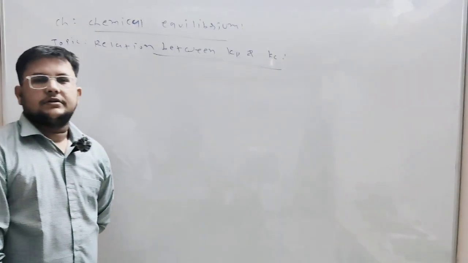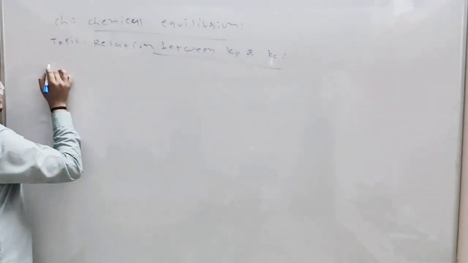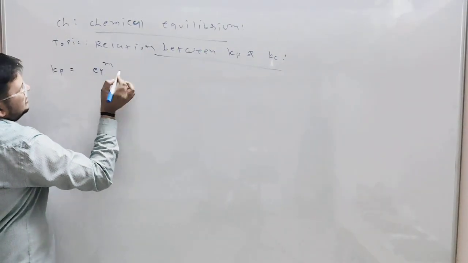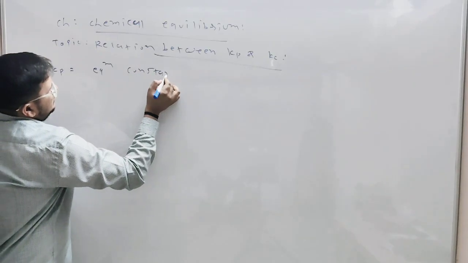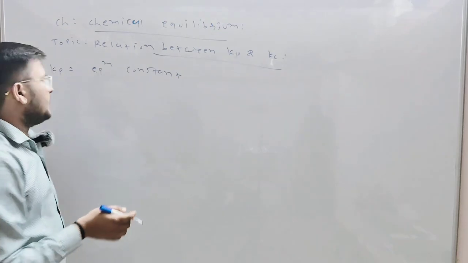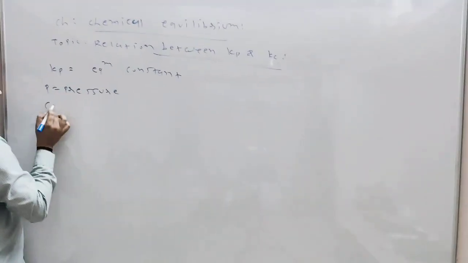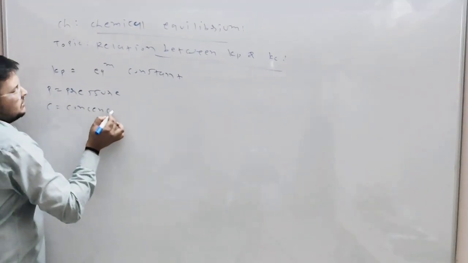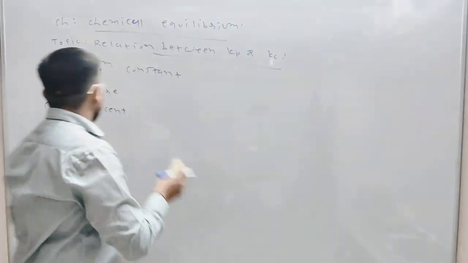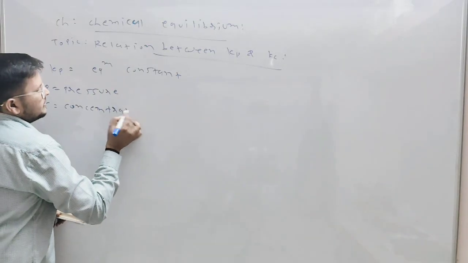What is Kp and Kc? Kp and Kc both are constants. Kp is the equilibrium constant. Kc is also an equilibrium constant. But what is the difference between Kp and Kc? In Kp, P stands for pressure: in terms of pressure, Kp. In terms of concentration, it is Kc, C for concentration.